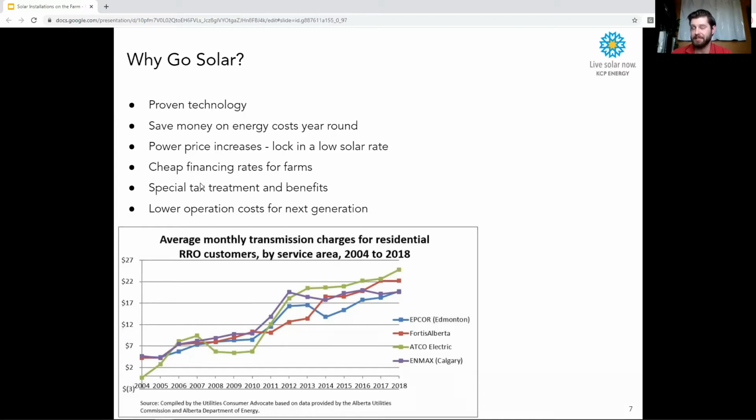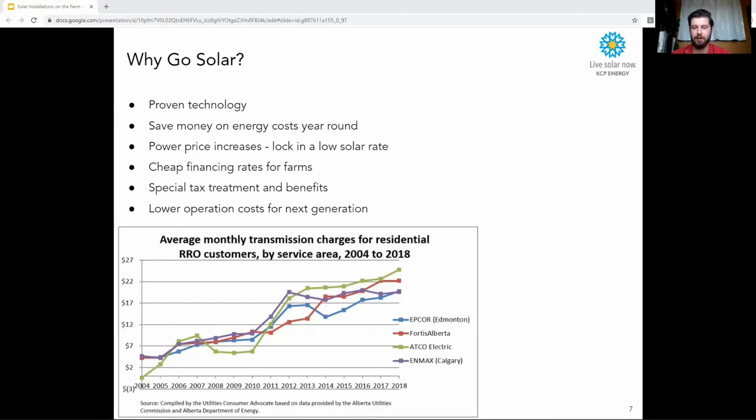Another reason is that, especially right now, there are pretty low financing rates available specifically for agricultural producers. Some of you might be aware of the Canadian Agricultural Producer, or CAP, program, which offers financing at very low rates. We also work with ATB Financial, who has a solar financing program. I believe their rate for agricultural producers is prime plus 1%, which would be 3.45% right now.